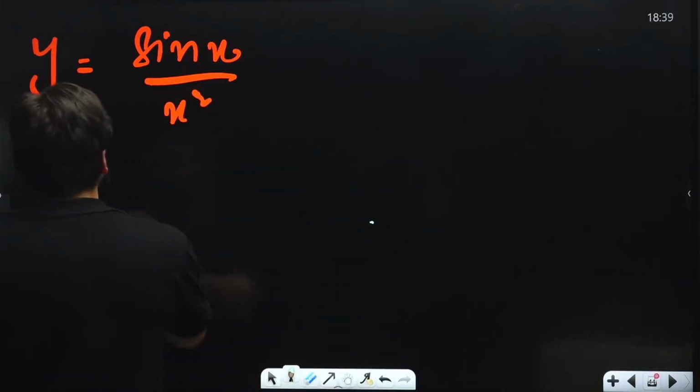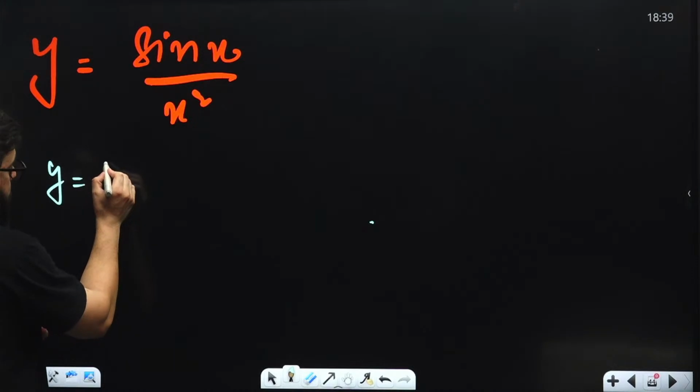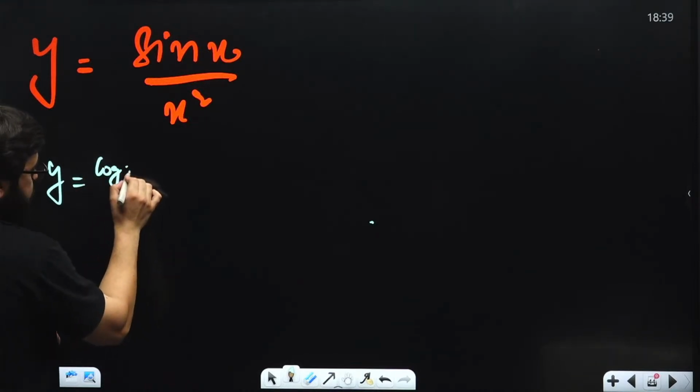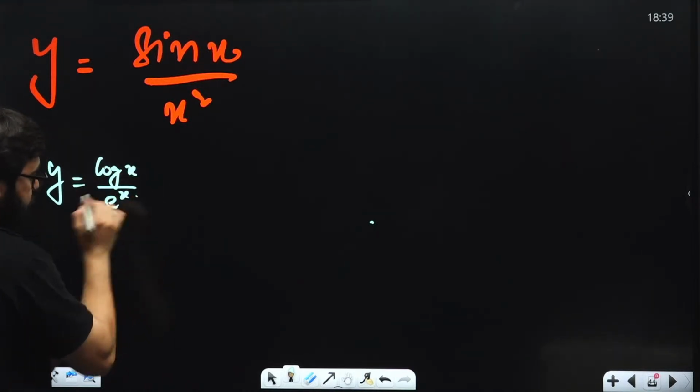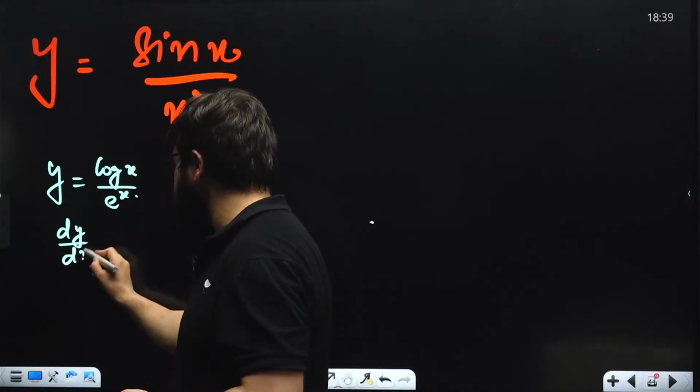I'll give you one more question in this particular case as homework. We say y is equal to log of x divided by e raised to the power x. Find dy by dx.